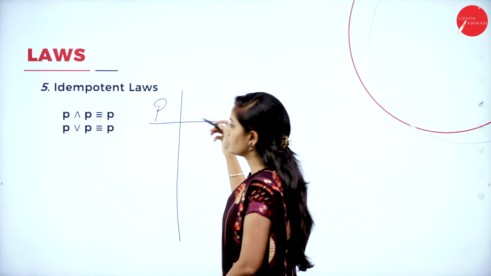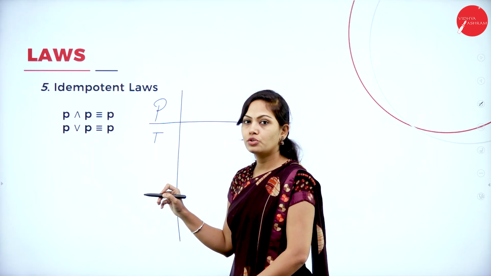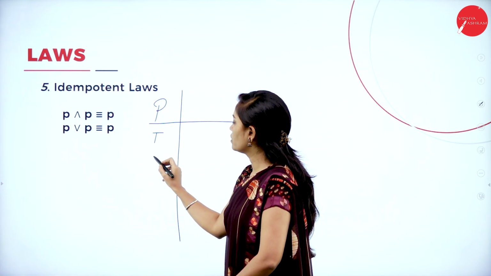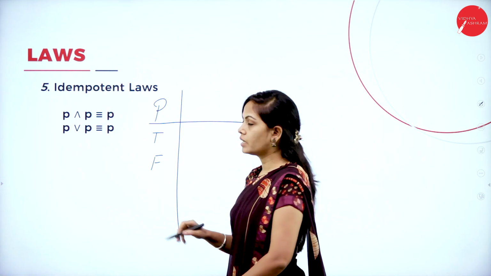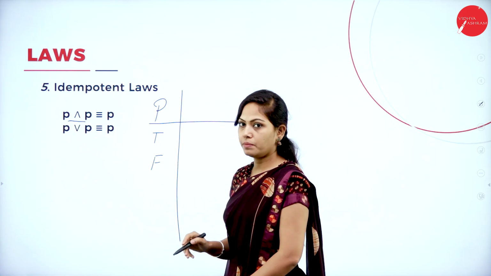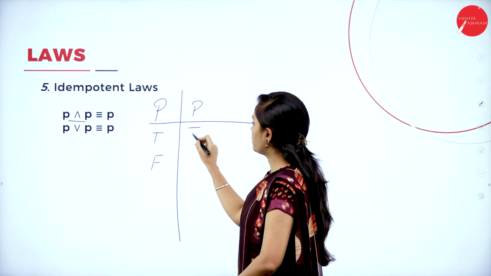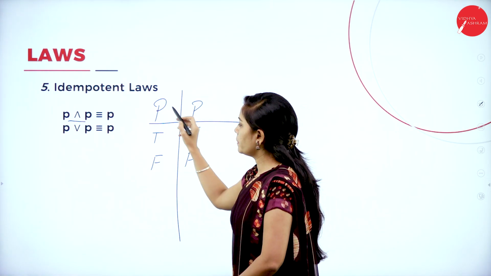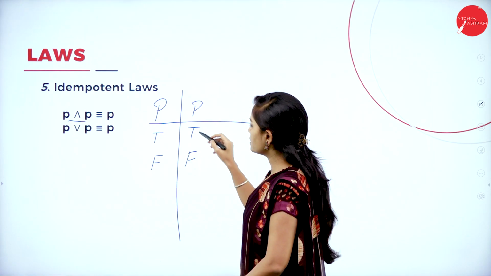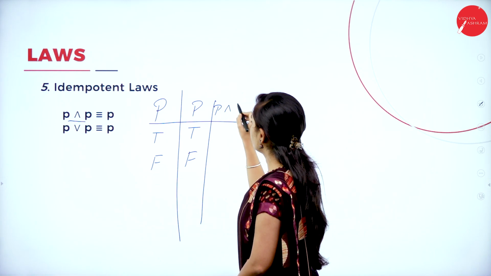P is ANDed with P. I have two statements, P and P. What's the truth value for P? True and false, right? Again I will write P twice. P is true, false. Again P is true, false. So now I will find out P ANDed with P.